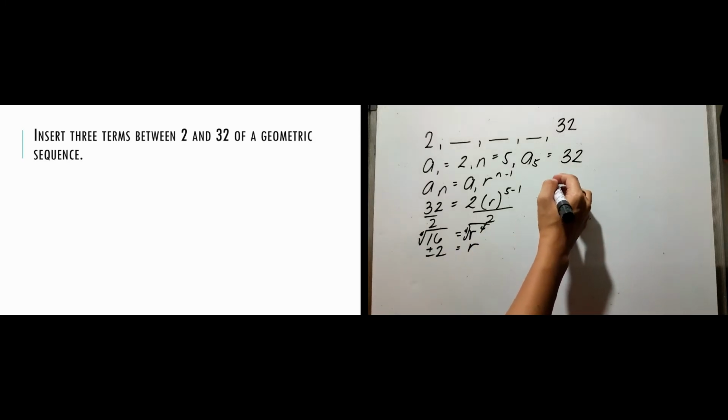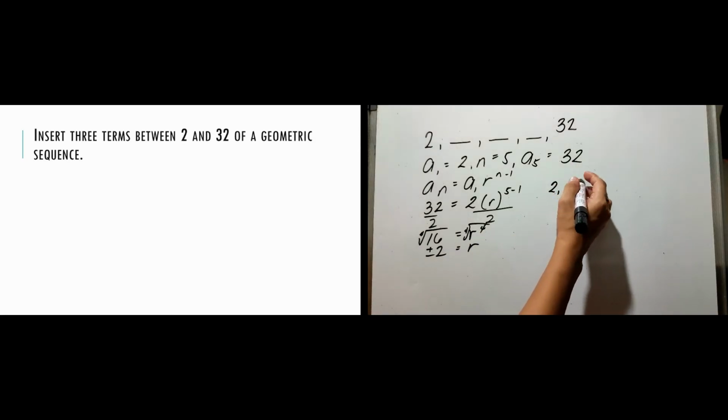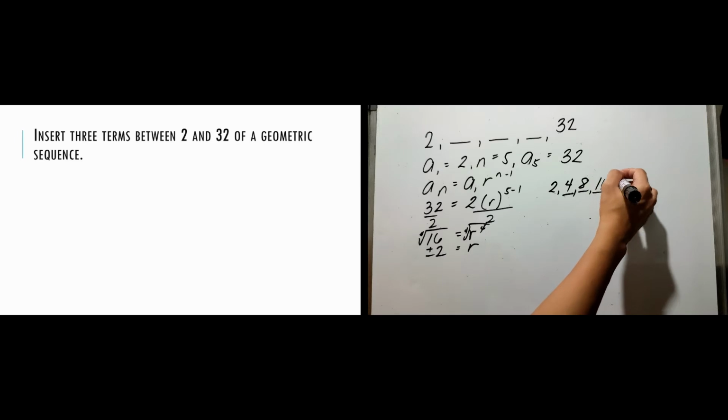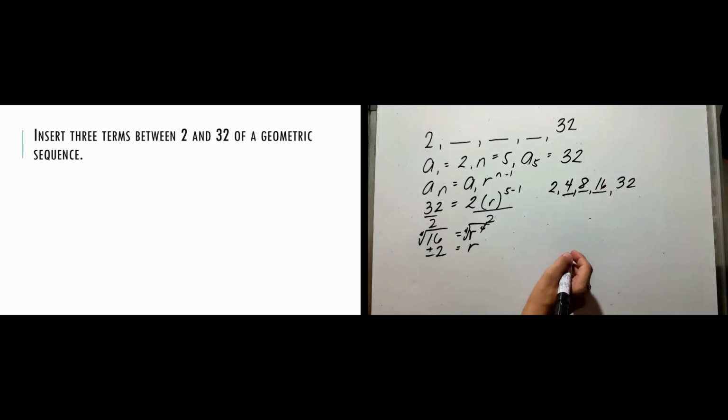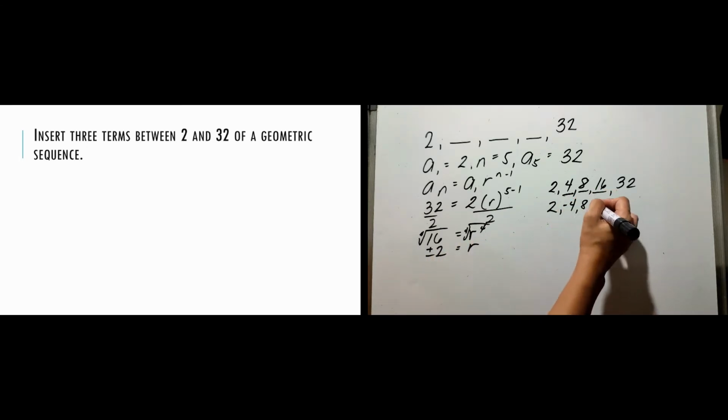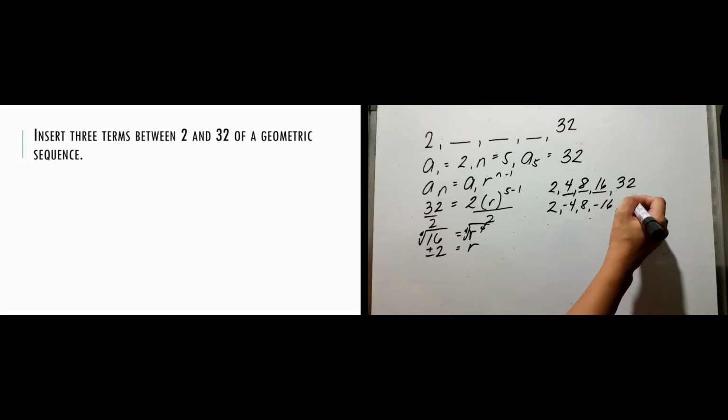So, we're going to have 2 times 2 is 4, times 2 is 8, times 2 is 16, times 2 is 32. So, if we're going to use the ratio that is negative, 2 times negative 2 is negative 4, times negative 2 is 8, times negative 2 is negative 16, times negative 2 is 32. So, we have 2 solutions.